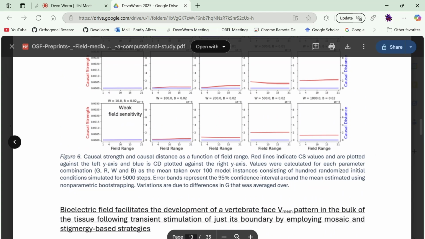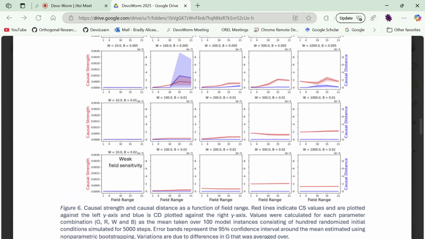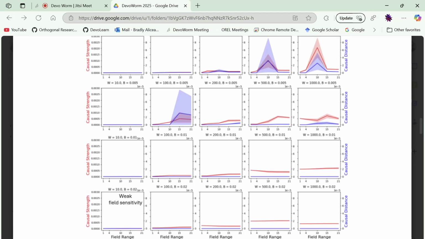So this is figure 6, causal strength and causal distance as a function of field range. These red lines indicate the CS values, the causal strength values, and are plotted against the left axis. And the blue is the causal distance values that are plotted against the right y-axis. So they do one of these graphs where they have two different y-axes, causal strength being on the left, the red, causal distance being on the right, the blue.